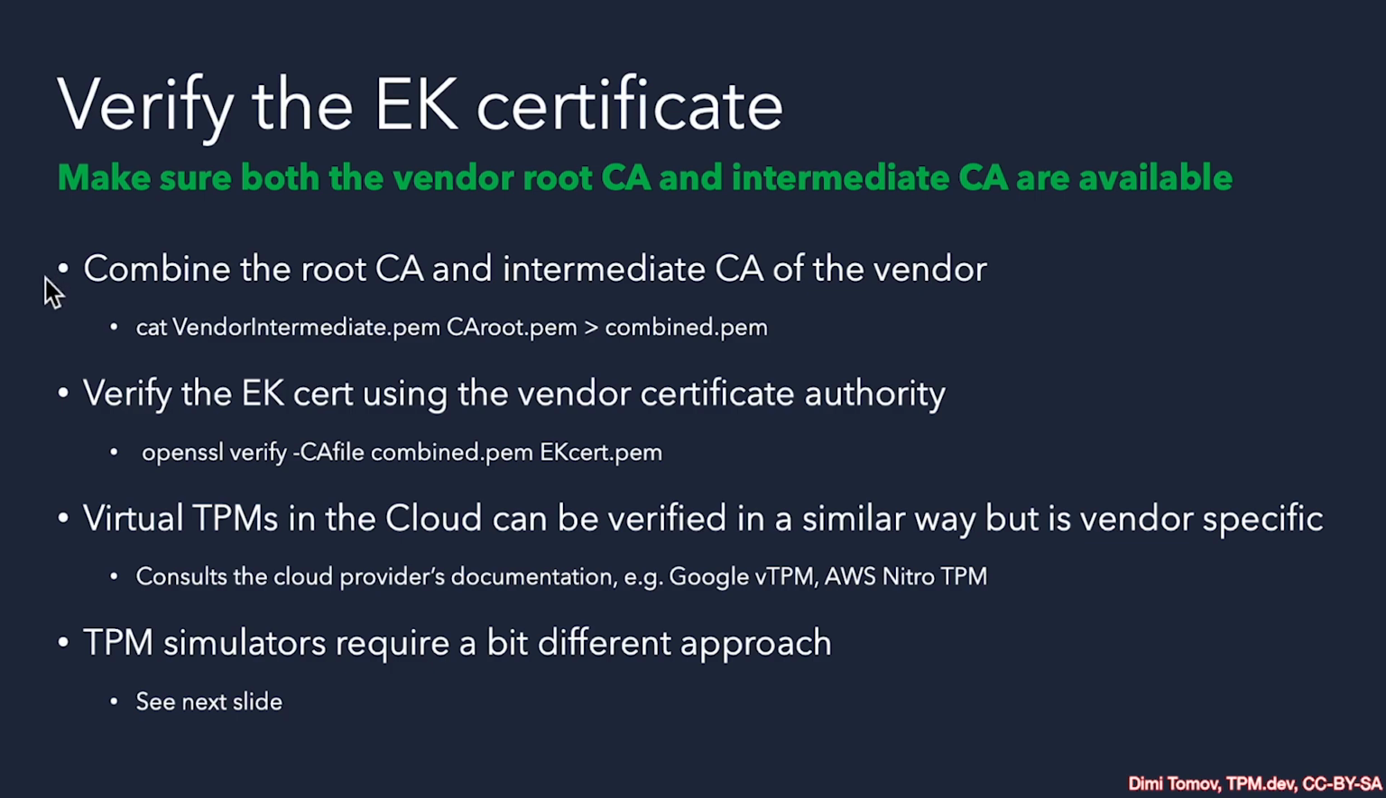There is not only one way how to do this. We will concatenate and combine the intermediate vendor certificate and the root certificate. Then we will verify the EK certificate using that combined certificate. Virtual TPMs have some vendor-specific way how to acquire these intermediate certificates and also which are the certificate authorities to use to verify. Of course, there is also information in the certificate itself pointing to that intermediate CA, but there are quite nice blogs and how-to documents to verify a virtual TPM. So I would really recommend reading the cloud provider documentation about this.